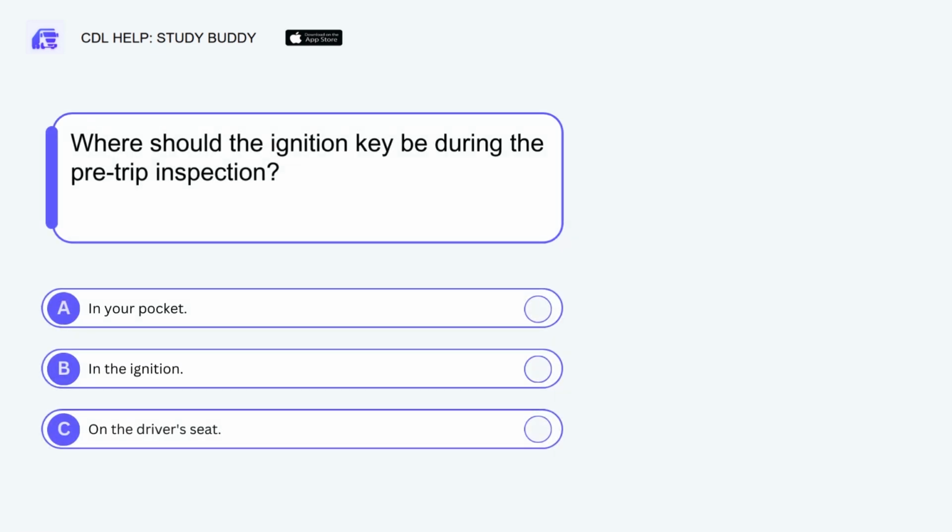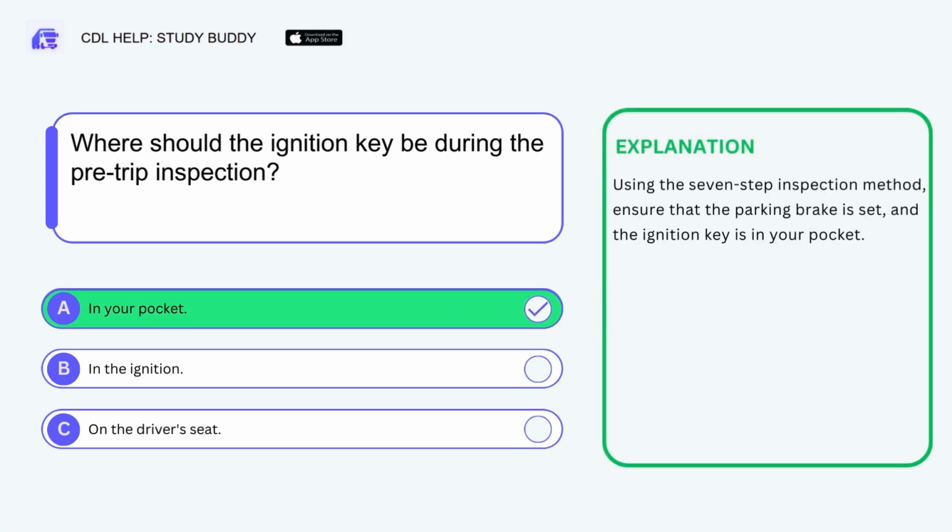Where should the ignition key be during the pre-trip inspection? Using the 7-step inspection method, ensure that the parking brake is set and the ignition key is in your pocket.